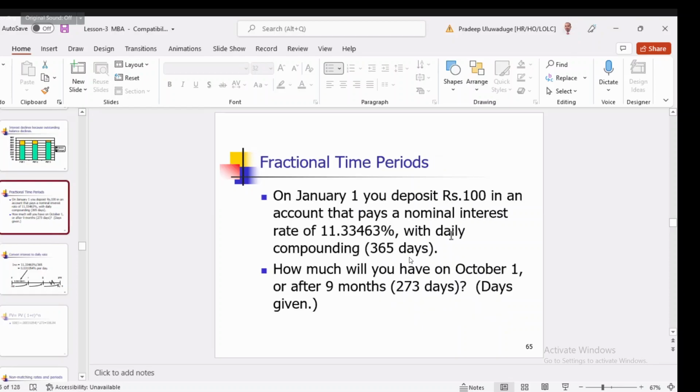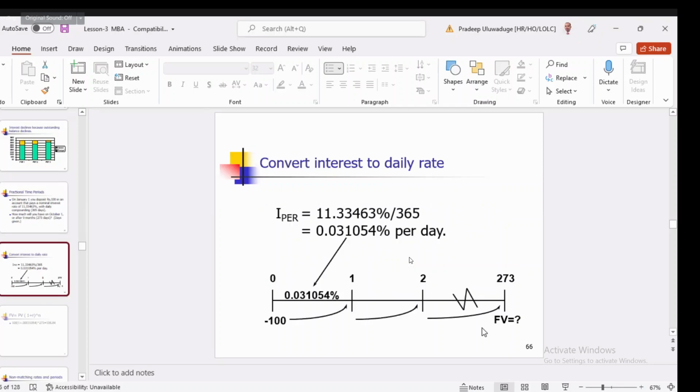With daily compounding, how much will the value be after 273 days? Now you can take it as a future value calculation without any mess. So you have 100 rupees invested, which is a cash outflow, so we have indicated it as minus. We have calculated the daily interest rate, and then we can calculate this as the future value of a single sum of money, 273 days. What is the future value? Shall we calculate it very quickly?